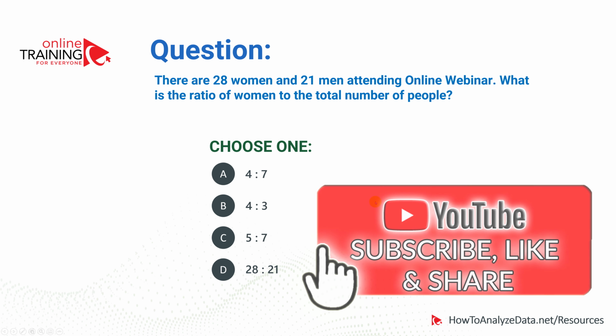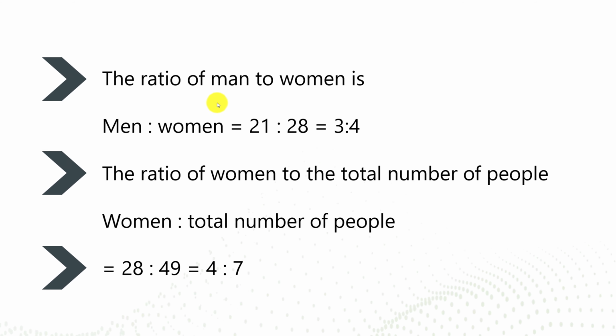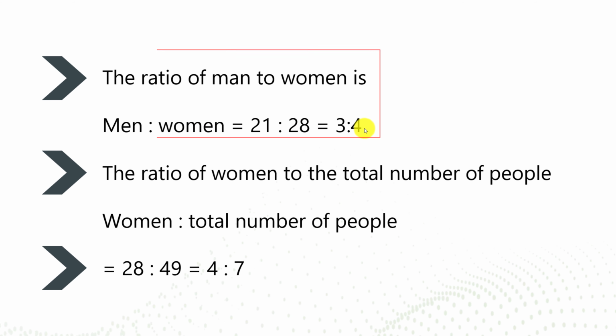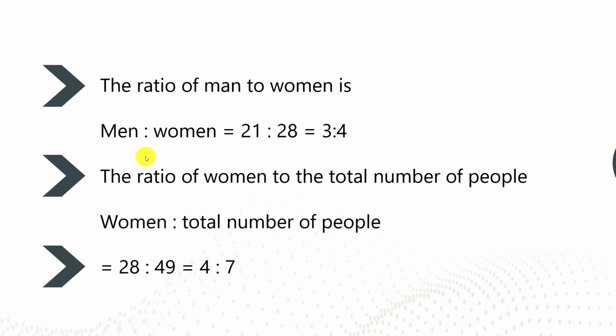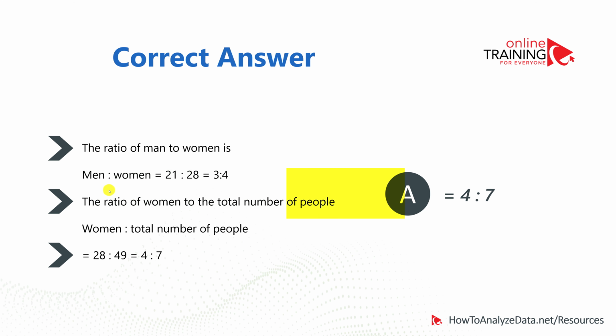Let's look at the correct answer. The ratio of women to men is 4:3, but the ratio of women to the total number of people is 4:7, which is represented by 28:49, and 49 is calculated as the sum of all people, 28 women and 21 men. So the correct answer is A, 4:7. I'm pretty sure you nailed this question.